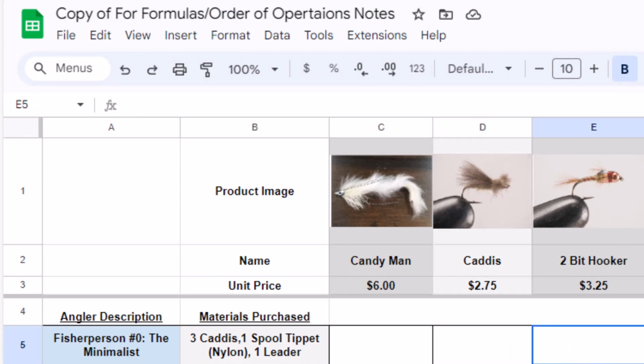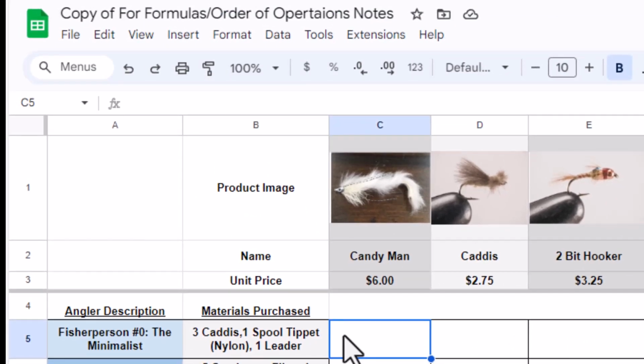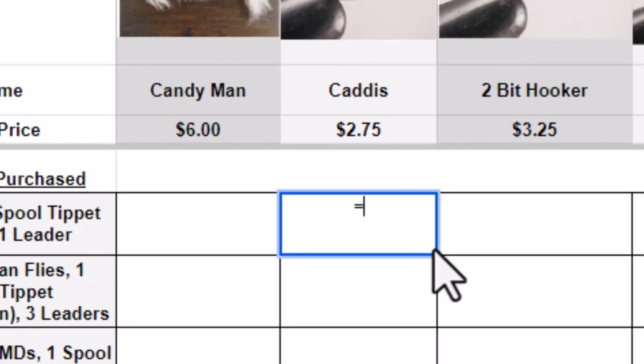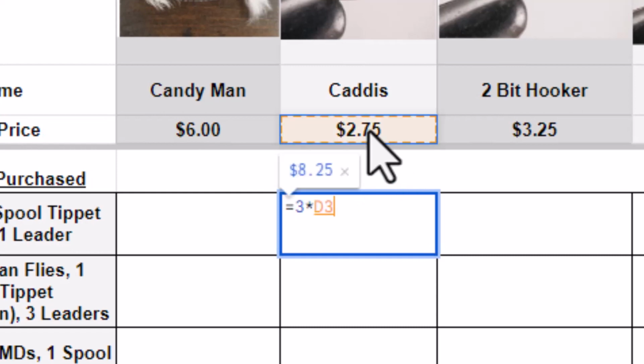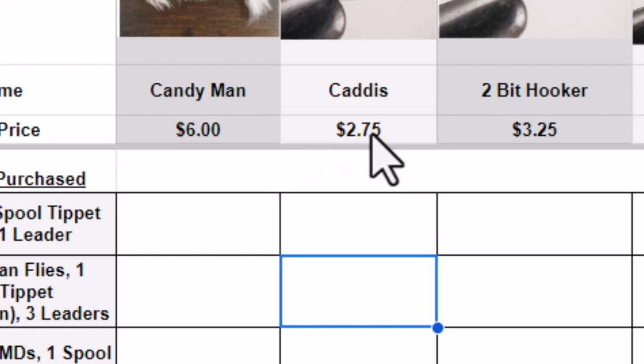In order to do that, we just have to figure out which cells represent things he's going to buy. He's not buying any Candyman flies, so I'm just going to leave that cell blank. If you leave a cell blank in sheets, it treats it as a 0. He wants to buy caddis, and he wants to buy 3 of them. We're going to make sheets do the math for us. So we're going to go equals 3 times, and then click on that 2.75. And it's going to tell you that he is going to spend $8.25 on those 3 flies.